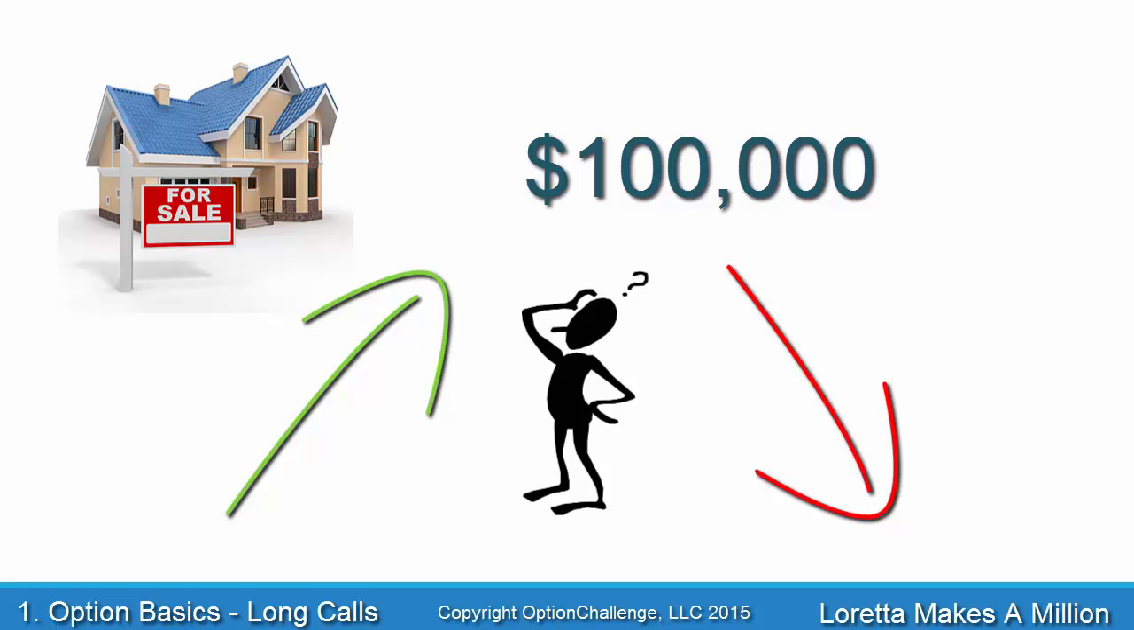The market's been changing a lot recently, and you want some time to see if the price of the house will settle at $100,000 or go up or go down. You are willing to pay $5,000 for the time to wait and see.